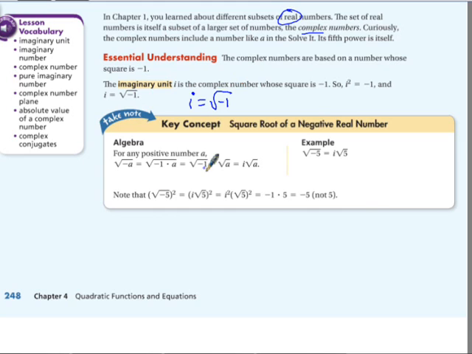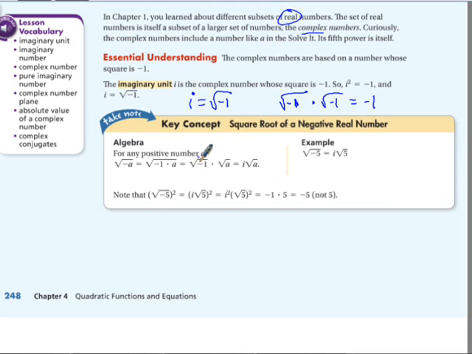i squared is -1. So if we look at the square root of -1 times the square root of -1, that equals -1. So i times i equals -1.